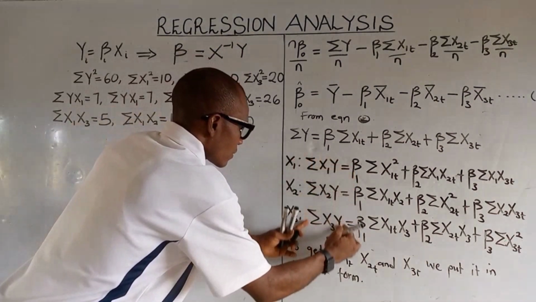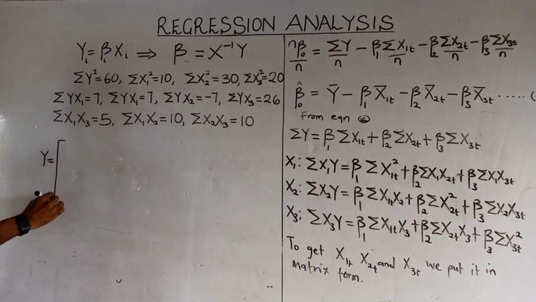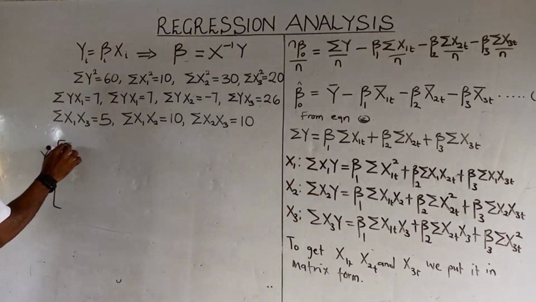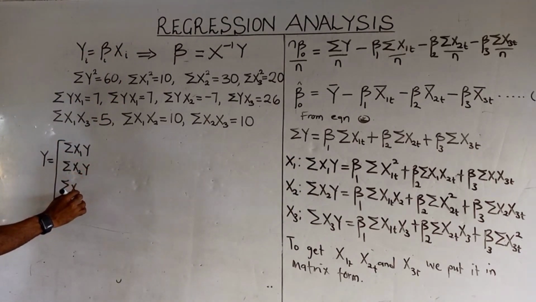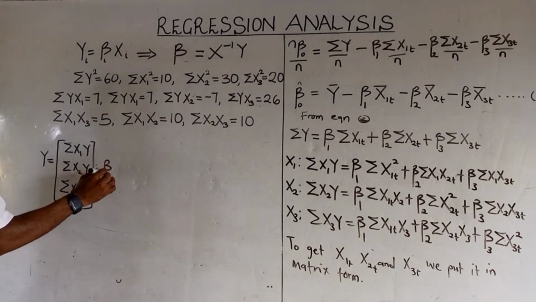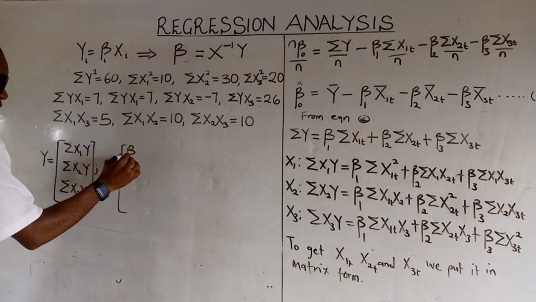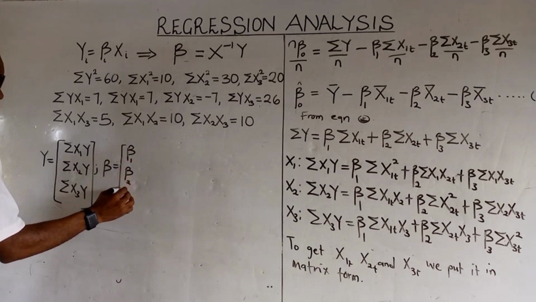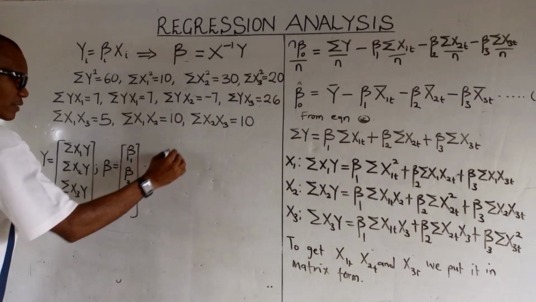The whole of this is y. So we write our y to be, you take everything here: summation of x1 y, summation of x2 y, summation of x3 y. We also take our value for b, which is b1, b2, and b3. We also take our values for x.